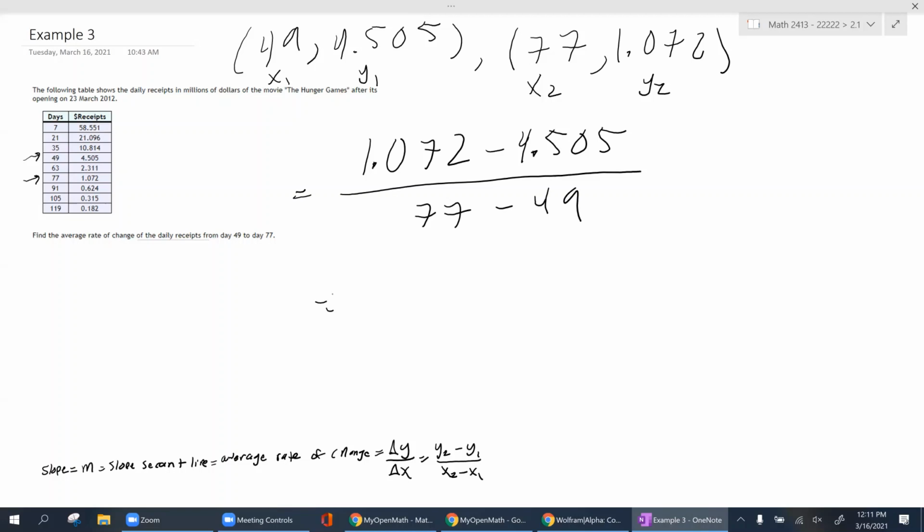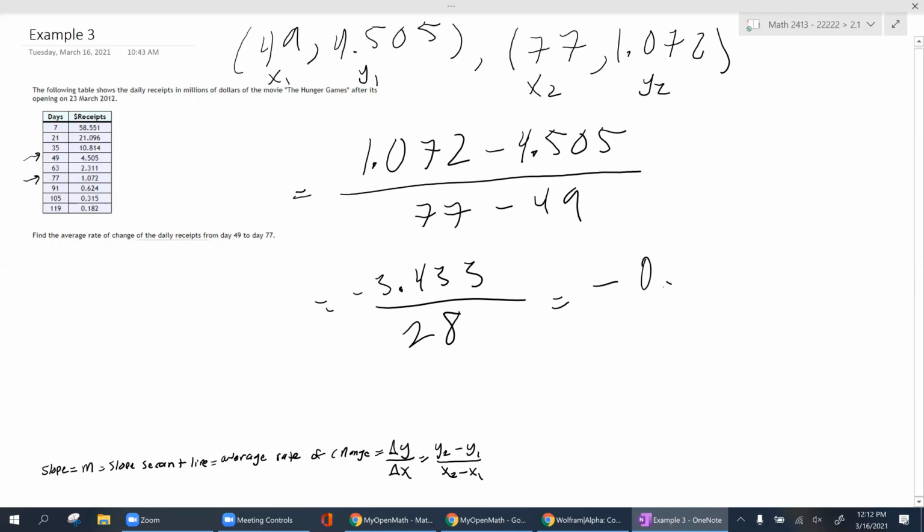That ends up giving me 1.072 minus 4.5. That gives me negative 3.433 all over 28. And this is going to be 3.433 divided by 28. This here would be negative, and we'll say 4 decimal places, right?